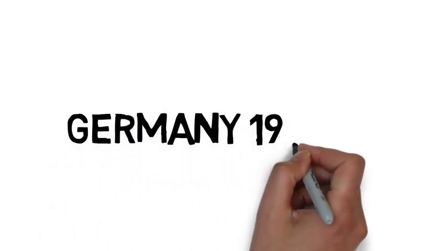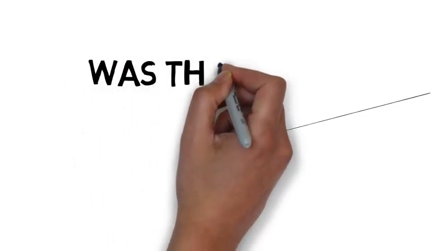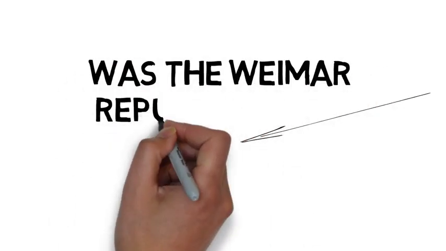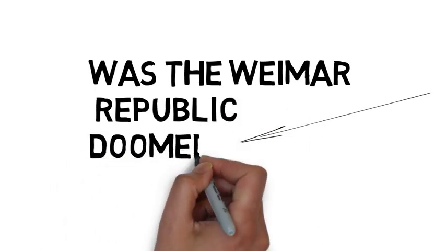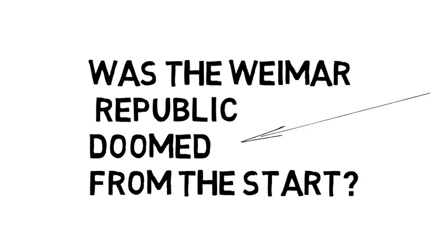Okay, we're looking at our depth study in preparation for our paper for Germany 1918 to 1945, and this is just a brief overview. First of all, the first section we look at is: was the Weimar Republic doomed from the start? It's the first of the three sections we look at.